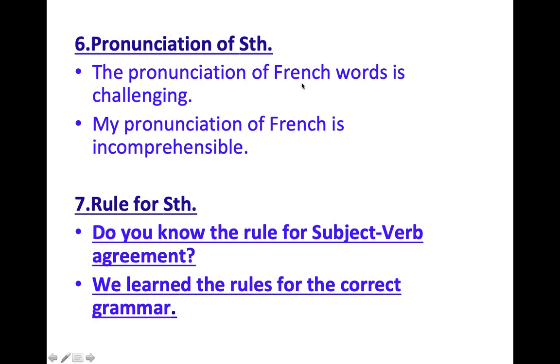Remember, the prepositions that you're using for each expression are absolutely essential. Make sure that you never forget the proper preposition. The next expression is rule for something. Do you know the rule for subject and verb agreement? Or another example is we learn the rules for correct grammar.